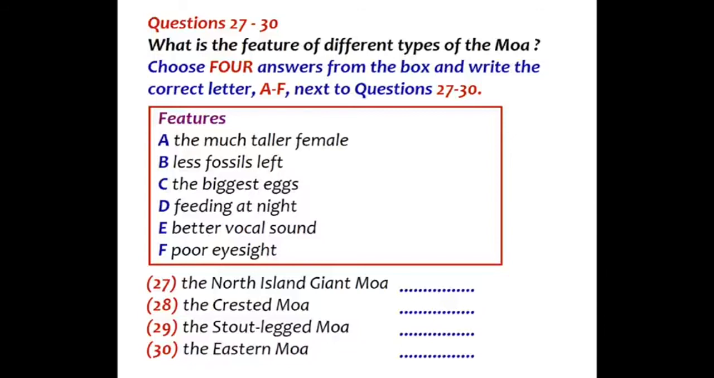A considerable amount of remains of the stout-legged moa exist, due to the well-preserved properties of their habitat. Their skulls reveal relatively bad vision, a good sense of smell, and a very short bill. Then there is the eastern moa.